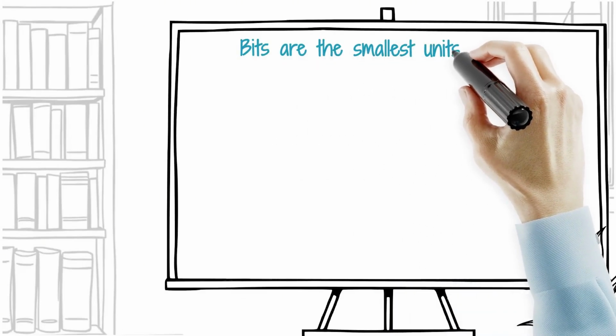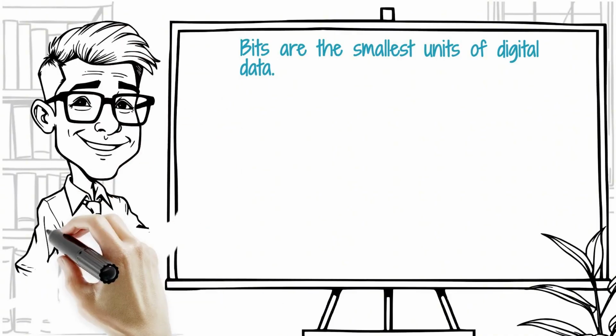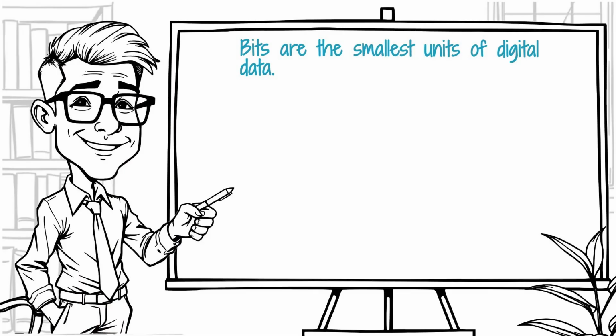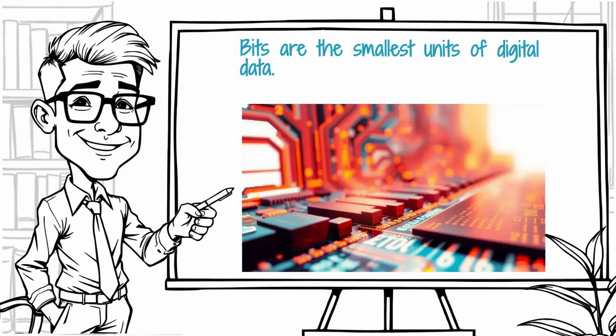Bit. The smallest unit of digital storage is the bit. A bit can only hold one of two values, 0 or 1. These binary values are the foundation of all computing. Every file, image, or video is ultimately made up of millions or billions of bits.